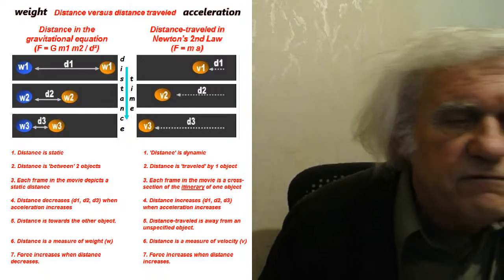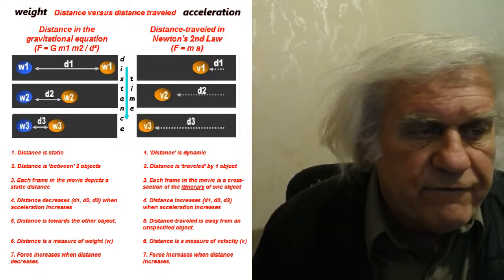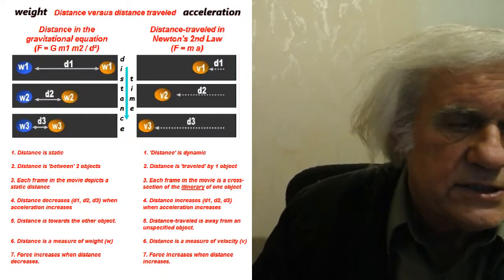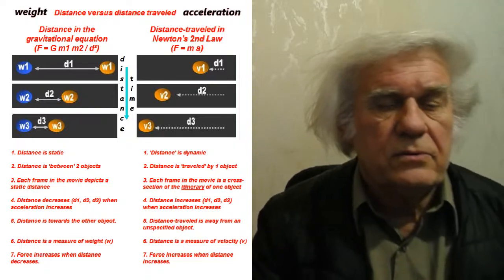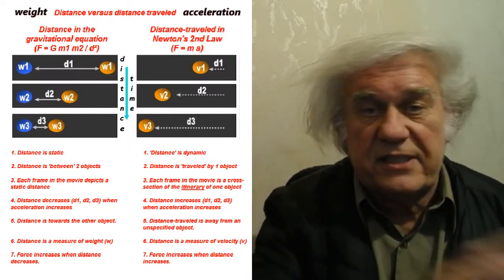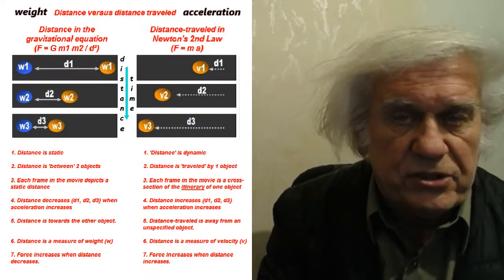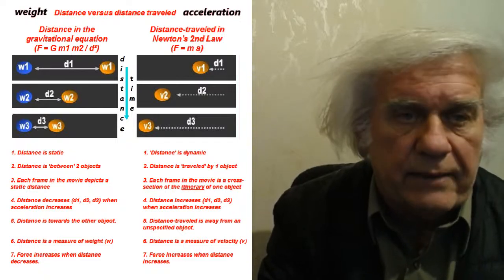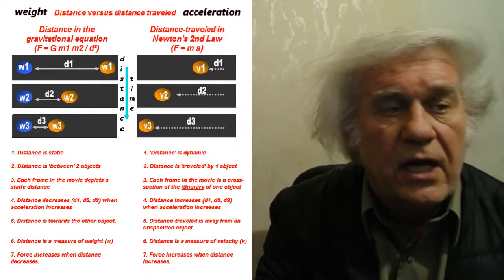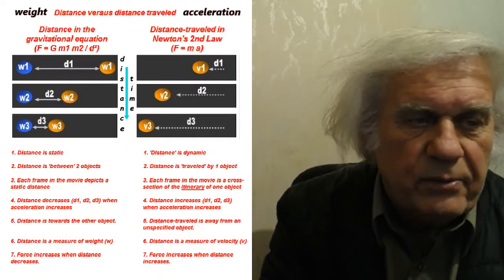Distance is a measure of weight, whereas the other one, this is a measure of velocity. Okay? And then force increases when distance decreases. Force increases when distance increases. Okay? So you can see that these distances are not the same, but they treat them as the same, and they always put acceleration equal to whatever's on the other side of Newton's gravitational equation. That's not right. You can't do that because you're not talking about the same distances in these two cases. Okay, they're two different distances. The one on the left, the one for weight, is the distance of physics. It's separation. We don't care what the number is.